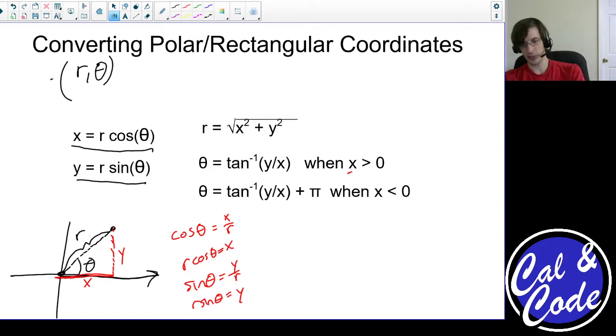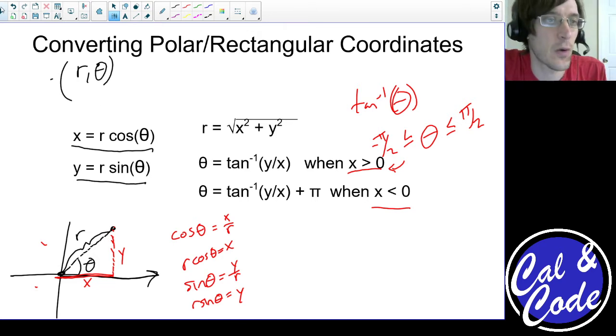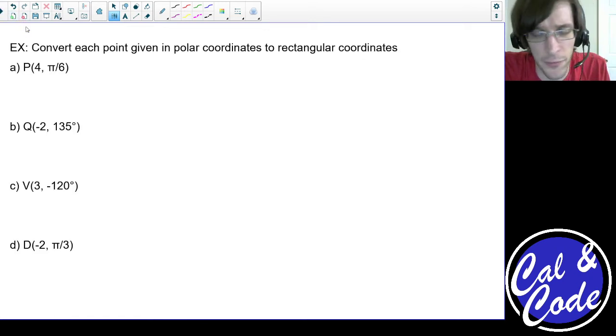Now that's going to be exactly true when my x's are positive. However, when my x's are negative, I'm in the second or third quadrant, and that is outside the range of inverse tangent. Inverse tangent, if you remember, only has a range between pi halves and negative pi halves. So to get answers outside of that range, when I'm in the second or third quadrant, I'm going to have to add pi to the answer to make sure I get the correct result. This gives you some background into where these equations come from. Hopefully that helps you remember them in the future. Let's go ahead and start looking at some of the problems.